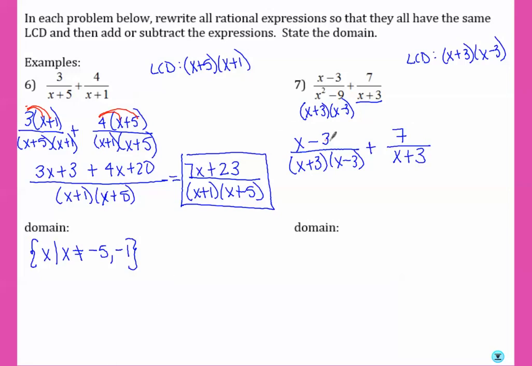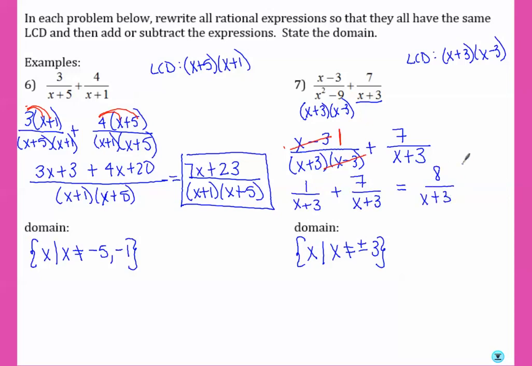Now, there's actually something that we can do in this one to make our problem shorter. If you notice, there's an x minus 3 on the top and an x minus 3 on the bottom. And hopefully you remember from last class that we can cancel those out. And that will leave us with just a 1 on the top. Now for our domain, that's always going to be based off the least common denominator. So we know that x cannot equal plus or minus 3. Here, since these canceled, we have 1 over x plus 3 plus 7 over x plus 3, and that equals 8 over x plus 3.